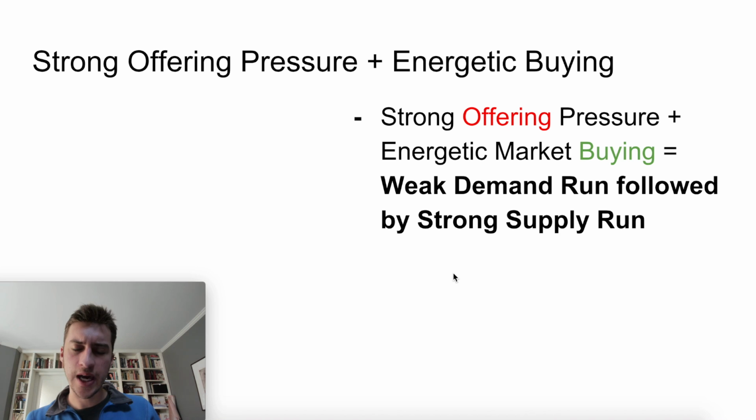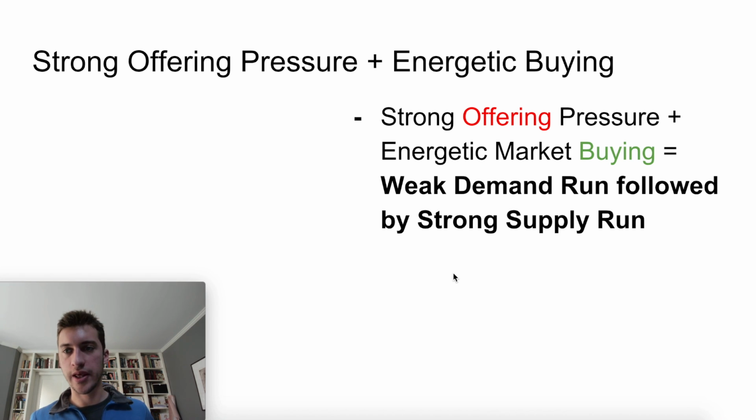So same thing with just the opposite kind of market. Imagine strong offering pressure and energetic market buying. This is going to be really many limit sell orders, many offer orders as they're called, and energetic market buying. So a lot of traders are trying to buy, buy, buy. You get that weak demand run as price slowly goes up because there are many offers causing price to not go up high. Weak demand run followed by that strong supply run.